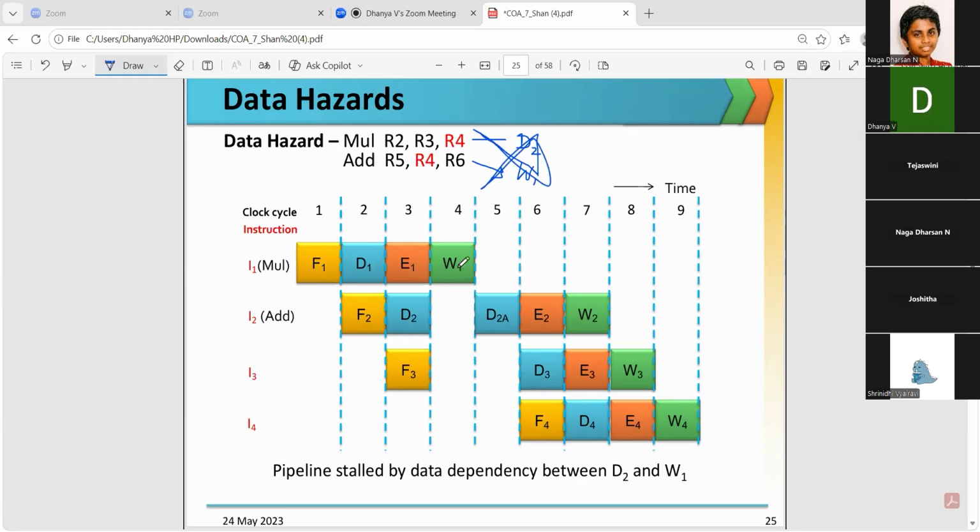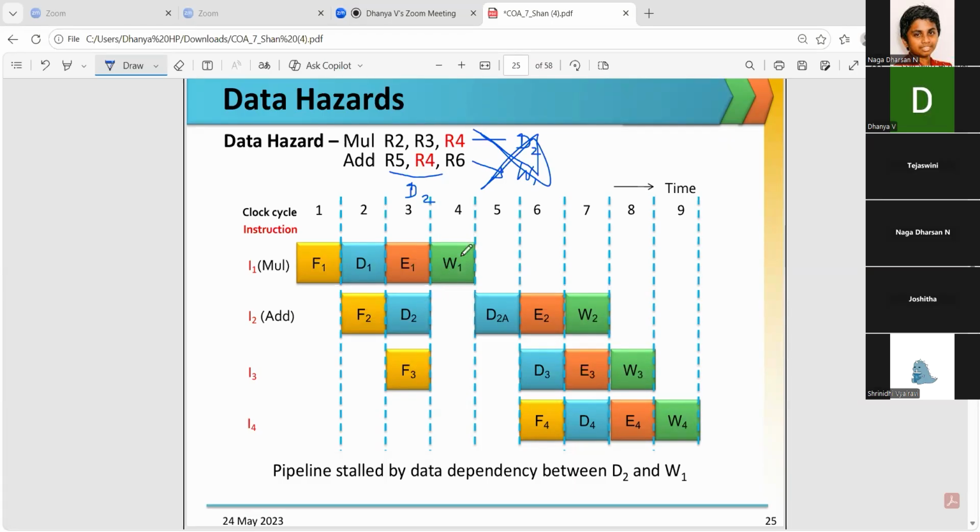So what essentially is happening here is at W1, this R2 and R3 get executed and then multiplied, and then the result is written to R4. So that is our writing case in terms of multiplication. So in this decoding stage, while it is actually decoding this R5 and R4, the D2 case, it is noticing that it needs R4. But R4 is still not written.